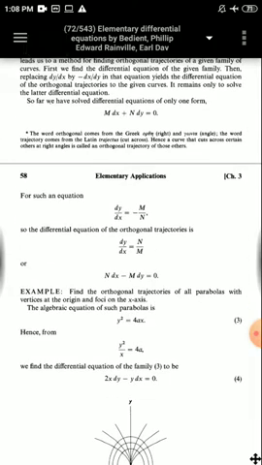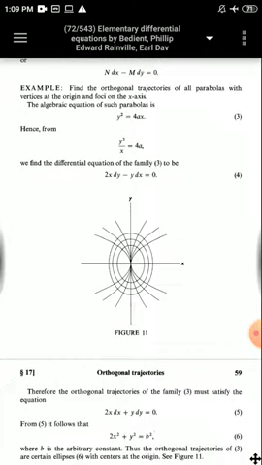For such an equation, dy/dx = -M/N. So the differential equation of the orthogonal trajectories is dy/dx = N/M, that is, N dx - M dy = 0. Okay. So just solve these two differential equations. You will get the orthogonal trajectories of each other. Okay. So let us solve the example.